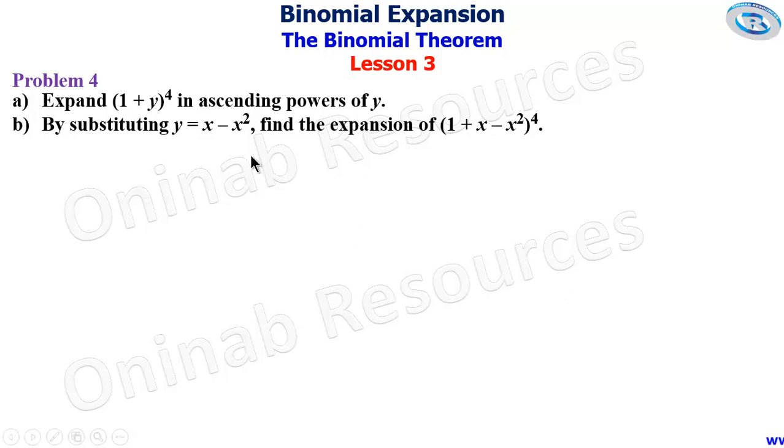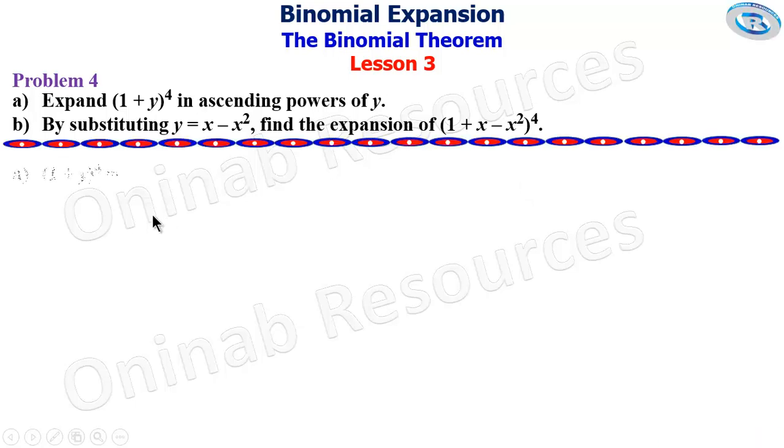For problem 4, we have a and b. For a, we are to expand 1 plus y to the power of 4 in ascending powers of y. And b, by substituting y equal to x minus x squared, we find the expansion of 1 plus x minus x squared all to the power of 4. So we start with a, 1 plus y to the power of 4.